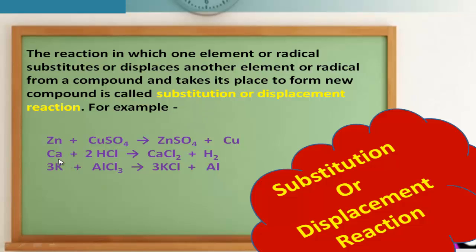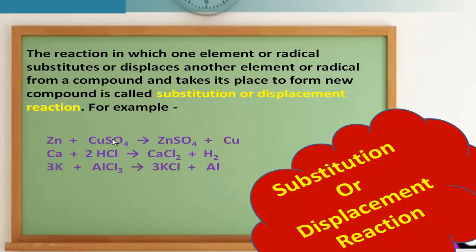In this example, calcium when it reacts with hydrogen chloride produces calcium chloride and hydrogen. Here also calcium displaces or substitutes hydrogen from hydrogen chloride and is converted into a new product, that is calcium chloride. And here potassium displaces aluminium from aluminium chloride and is converted into a new product, potassium chloride.